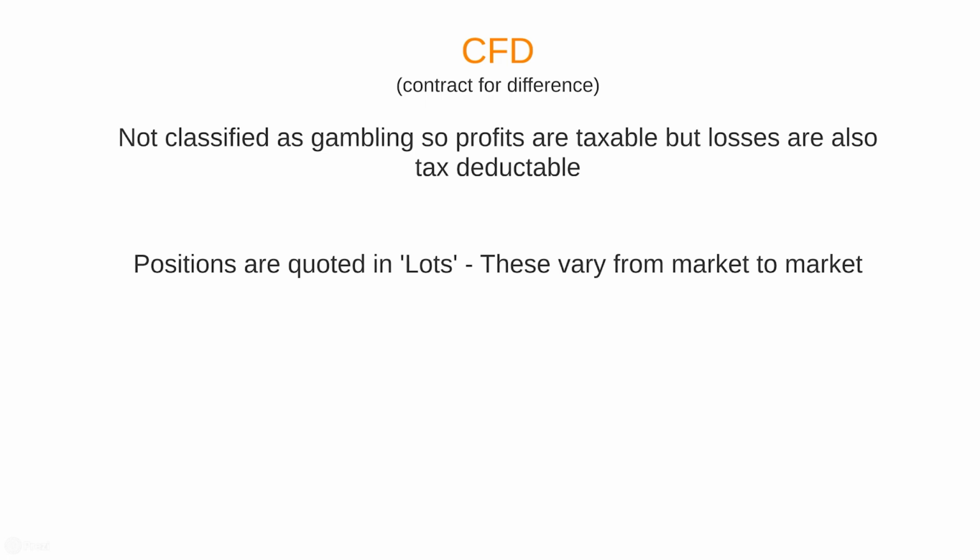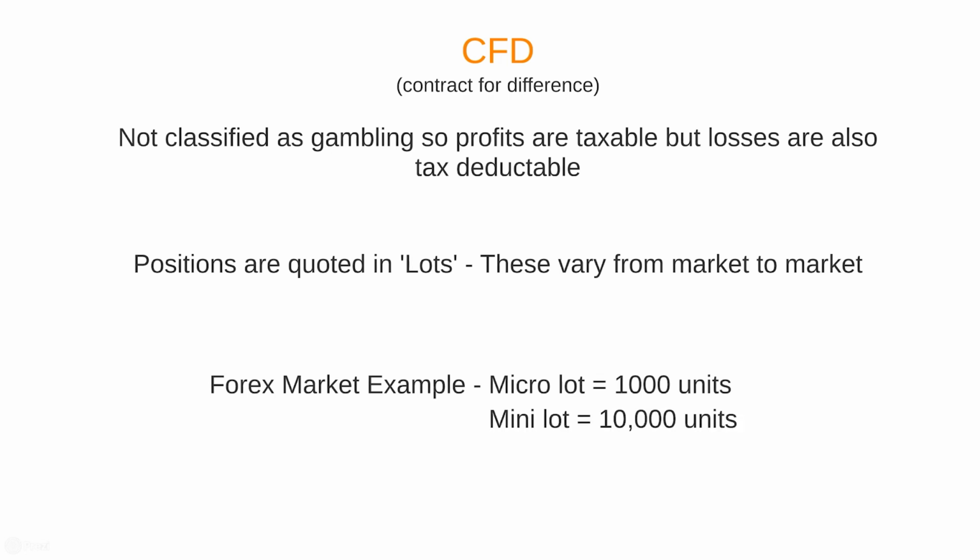Often these lot sizes are then broken down into micro, mini and standard sizes. Again, looking at the Forex market, a micro lot would be equivalent to 1,000 units of the currency. Mini would be 10,000 and a standard lot would be 100,000. Because trades are structured in this way, calculating your position size can be slightly more difficult.